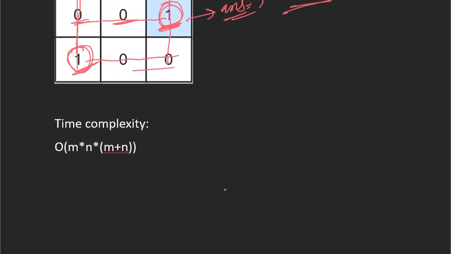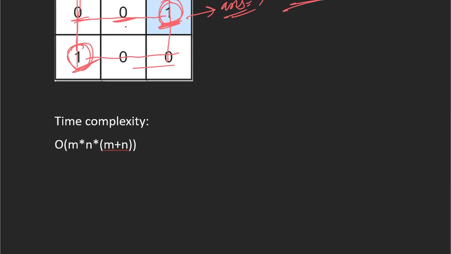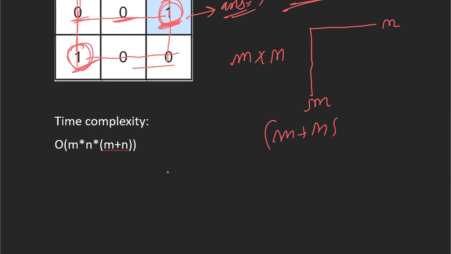So what is the time complexity of this approach? The total elements in a matrix having m rows and n columns are m cross n, and suppose in the worst case all elements are 1. Then for every element we have to check n elements in the row and m elements in the column, so that means m plus n checks. So the time complexity is big O of m into n into m plus n.